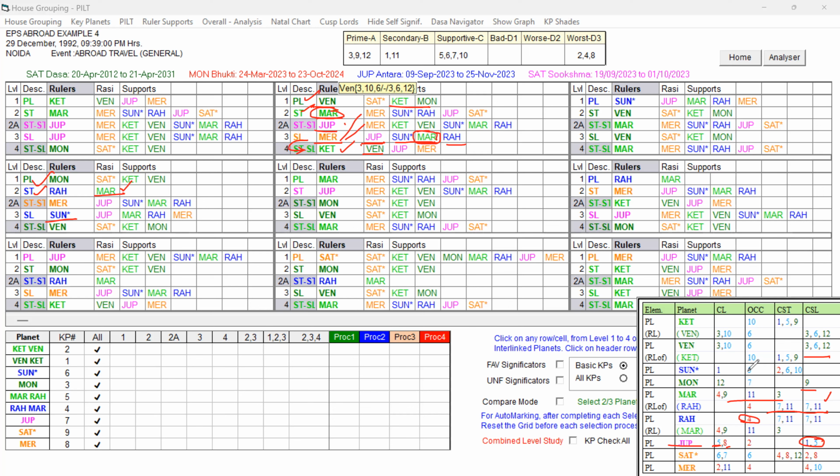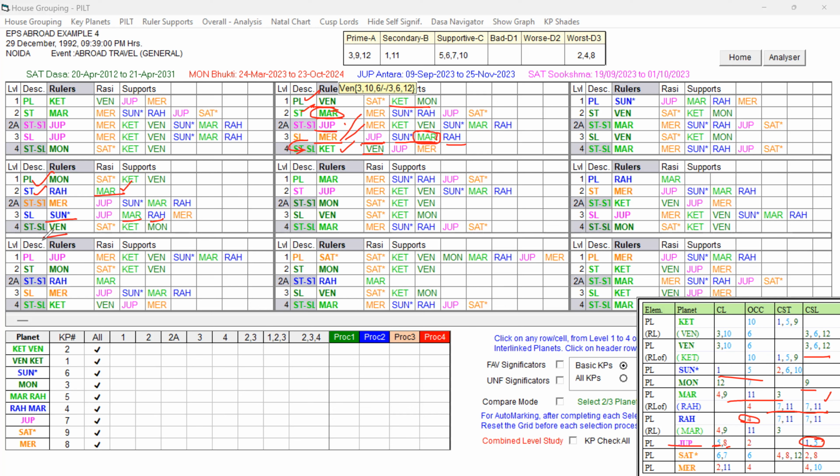Sublord Sun is 1, 5, 2, 6, 10. It is supportive. Lagna Lord, no? And occupying the fifth house, which is good, no? For the purpose of travel. And that Sun is having Mars and Rahu in its support. So, they are all favorable key planets.